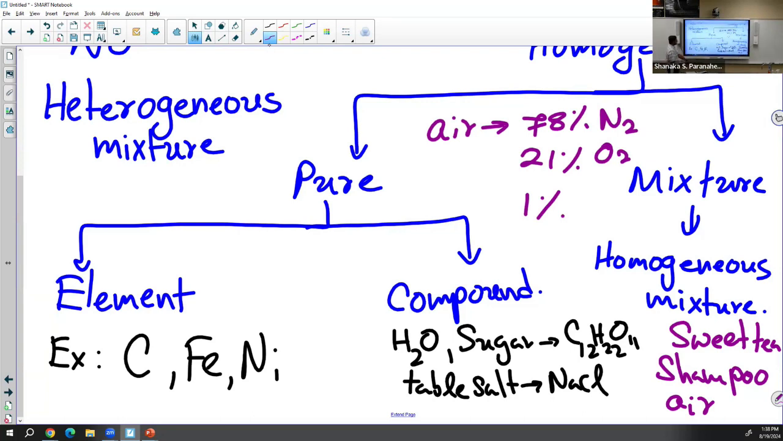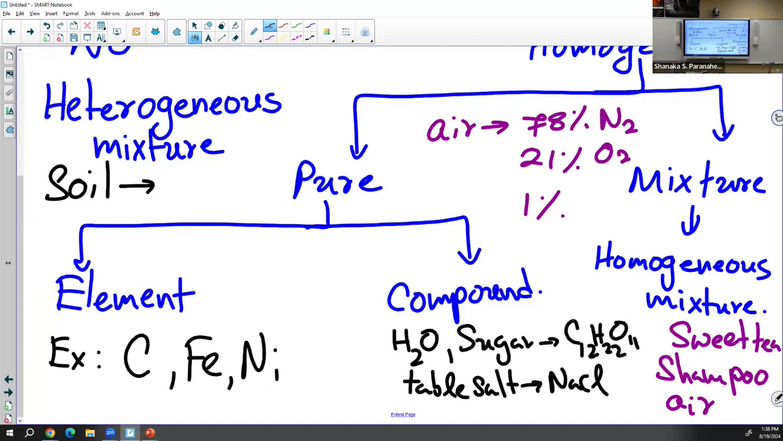So heterogeneous mixtures, examples like soil. If we take a sample of soil, the top layer may have grass and some dead plant materials, and there may be some sand, water, and large stones. So the composition is not the same. So clearly a heterogeneous mixture is visible. You can see different parts of the sample.